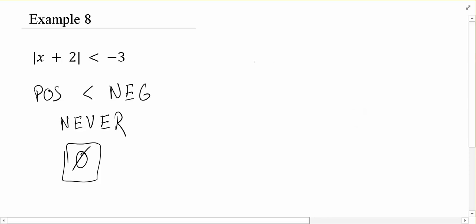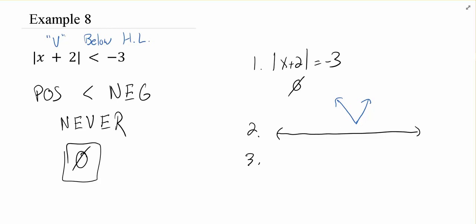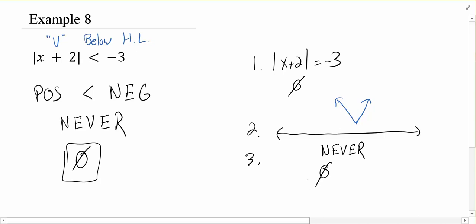And if we approach this the same way with our 3-step process, step 1 is to pretend like this is an equation and you get no solution, step 2 is that you plot no solution, and step 3 is that you figure out where this gets shaded. Well, now we're asking, when is the V below the horizontal line? And again, the answer is never. The V is never below the line, and therefore it's no solution. And so we can approach these in either way.